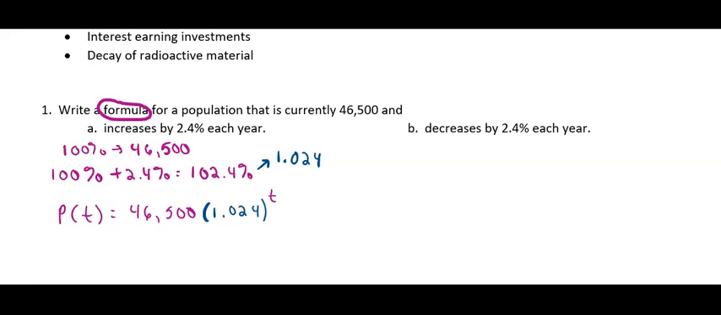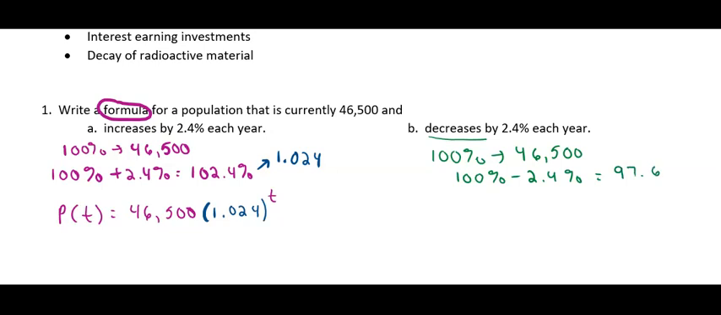So what happens if we decrease now? The first one was increase. What happens if we decrease? Well, we said that if we had our original population for 100%, then that would be staying exactly as it was at 46,500. When we wanted to increase, we added. So if we want to decrease, that means that our population is going to go down. So we want to take off our 2.4%, which means that we'll be left with 97.6% of our original population.